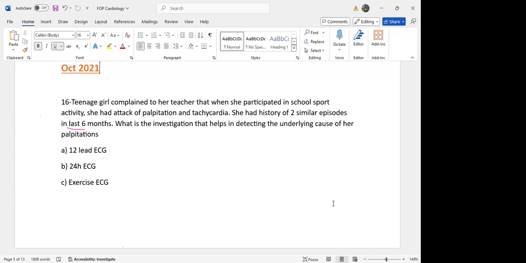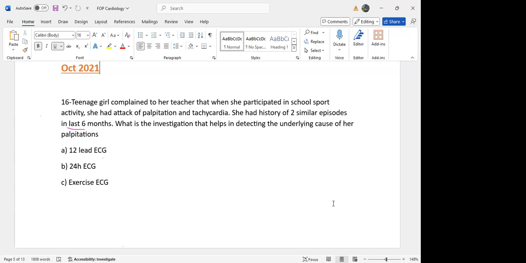Now, what is the question, please? What is the investigation that helped in detecting the underlying cause of her palpitation? They are not saying to detect the palpitation. If they were saying you have to detect the palpitations, to record that event, then your investigation would be different. You have to look for the cause, why she is having SVT. Among the causes we read, the most likely was WPW syndrome. They have accessory pathways that can trigger during the time of activity.